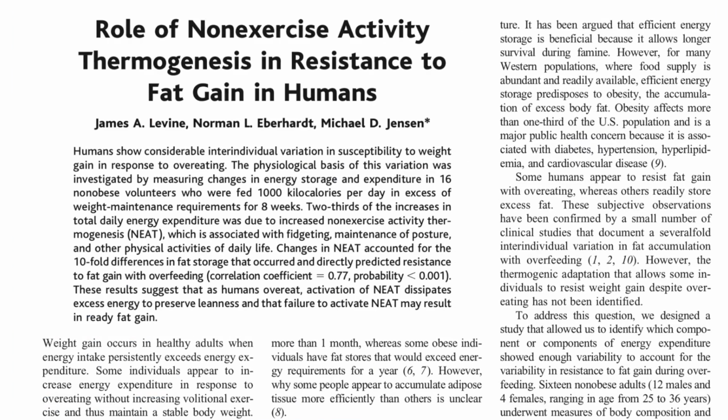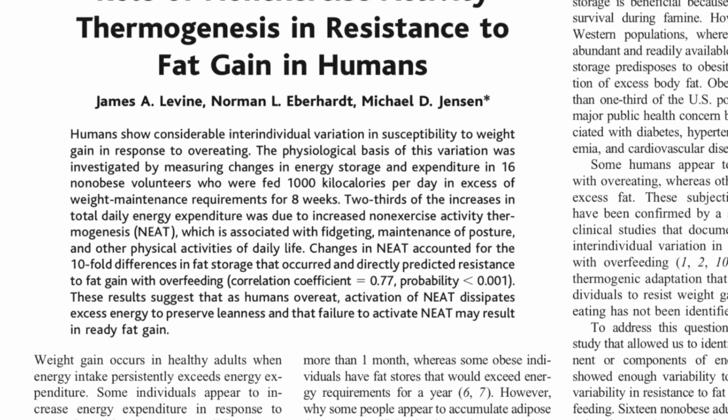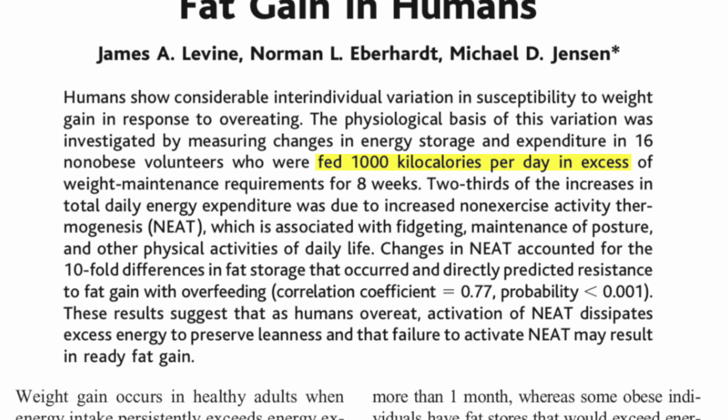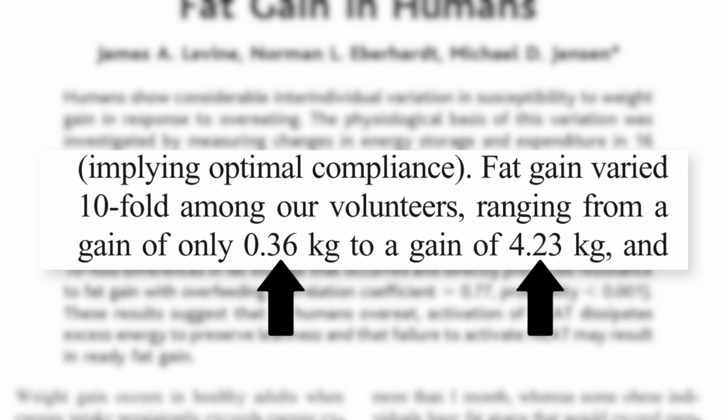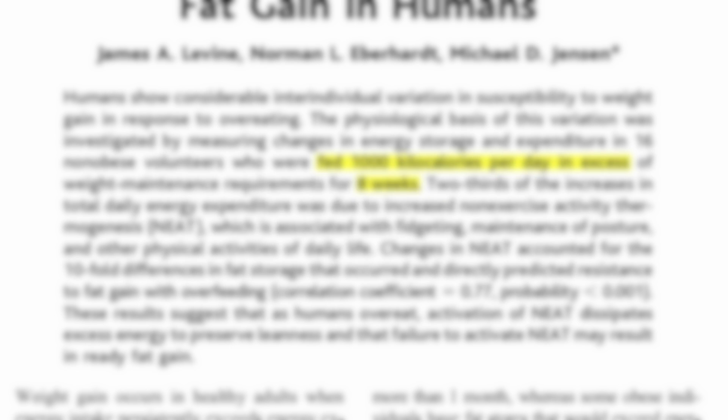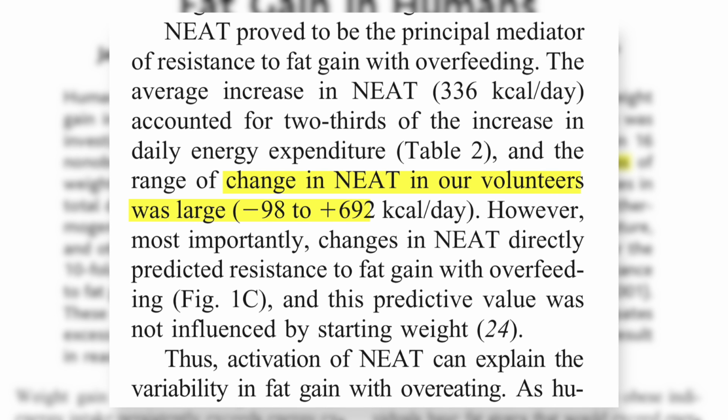And in fact, one study from Levine and colleagues showed that when subjects were overfed by 1,000 calories per day for 8 weeks, changes in fat gained ranged from 0.3 kilograms, so about 0.8 pounds, to 4.2 kilograms, or just about 9 pounds. And changes in NEAT ranged from negative 98 calories per day, so subjects actually moved around less, to positive 692 calories per day, meaning some of the subjects nearly entirely offset the 1,000 extra calories consumed by simply subconsciously moving around more during the day.